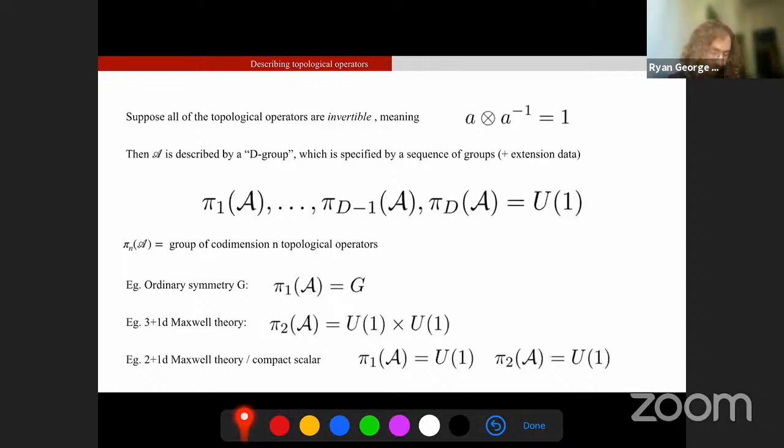If we have 3+1D Maxwell theory, remember there were two topological surface operators, which are codimension two. They each generate a U1 group. There was a U1 parameter. And so there, all of the data is in pi two, which is U1 times U1. And in 2+1D Maxwell theory, or equivalently this S1 compact boson, there was the rotation symmetry, which is an ordinary symmetry, giving us a U1 in degree one. And there was this winding symmetry, which defines a topological line operator, which is codimension two. So we have a U1 in degree two. So in general, you can have things in all degrees.